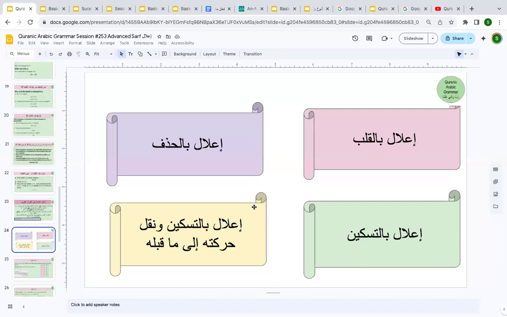إعلال بالنقل: naqal means to move from one place to another. What is the meaning of naqal? Taskin is when a letter gets a sakoon, that is easy. Naqal means to move from one place to another. Have you ever heard of this term in Urdu, naqal makani? When people move from one place to another, that is called naqal makani. The same meaning is here in Arabic. Yes, intiqal. Sister Faiza came up with intiqal, which is moving from one world.